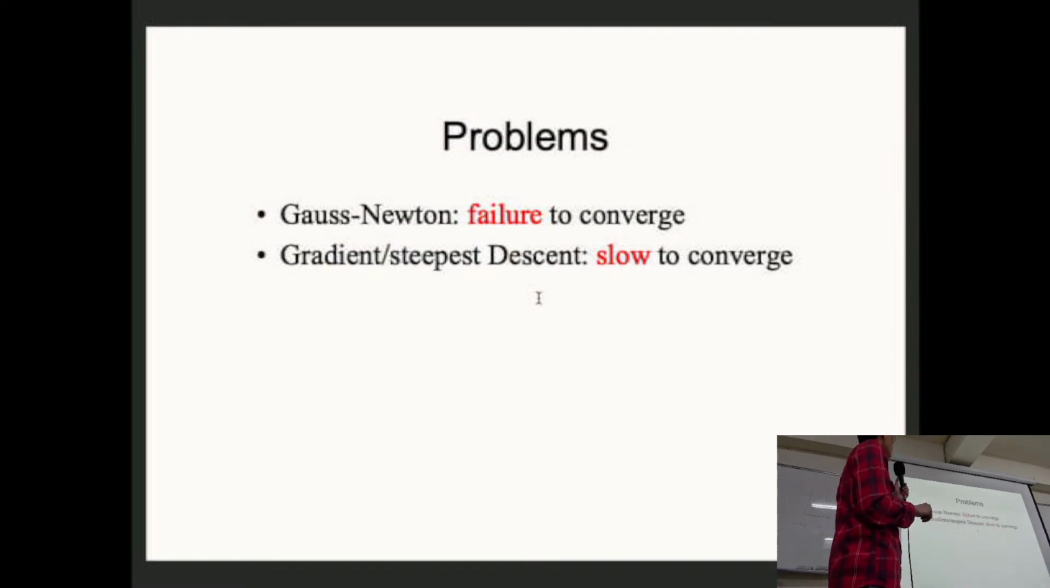The problem with Newton's method is that sometimes it fails to converge because you jump too fast. The state moves too fast, so it's difficult to converge. And the gradient descent is very slow.